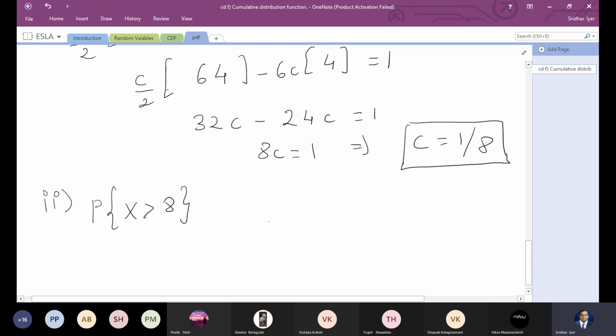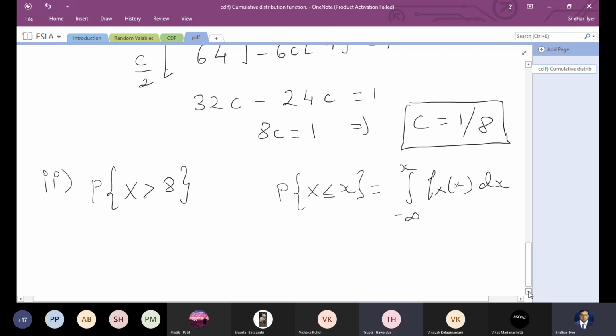Okay, that's correct. So you will see a property like this, that P of X less than or equal to x is equal to the integral from minus infinity to x of f_X(x) dx. Do you see a property like this? You can give me an answer. Do you see a property like this? Yes, sir. Okay, great. Now, what is the difference between what we have to calculate and what is given in that property? It is less than 8, sir. Here it is greater than.